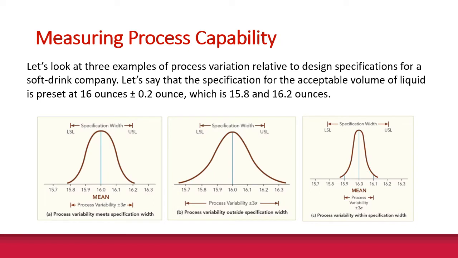So let's look at 3 examples of process variation relative to design specifications for a soft drink company. Let's say that the specification for the acceptable volume of fluid is preset at 16 ounces plus or minus 0.2 ounce. So this means that we want our production process to produce soft drink that has a volume between 15.8 and 16.2 ounces. We'd like our product to be manufactured within that tolerance band. So here we'll look at 3 different cases.